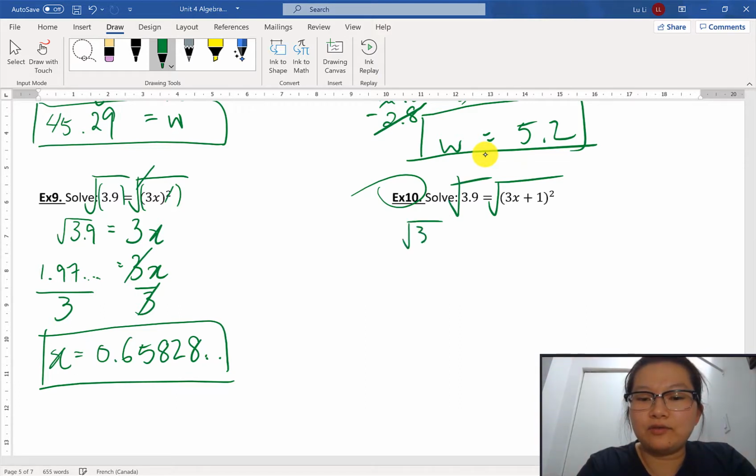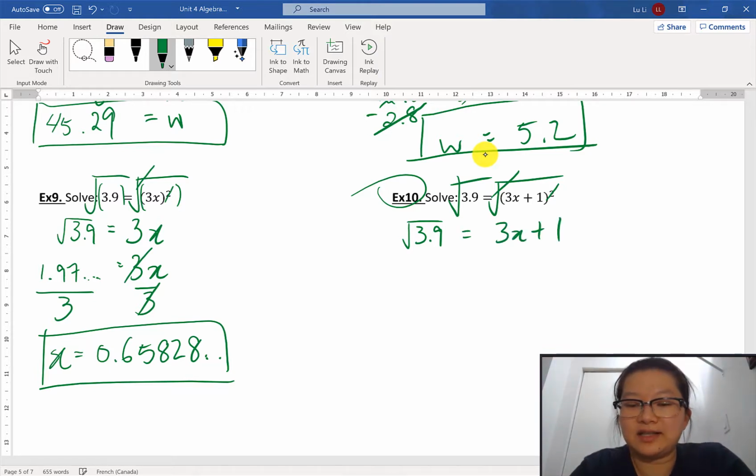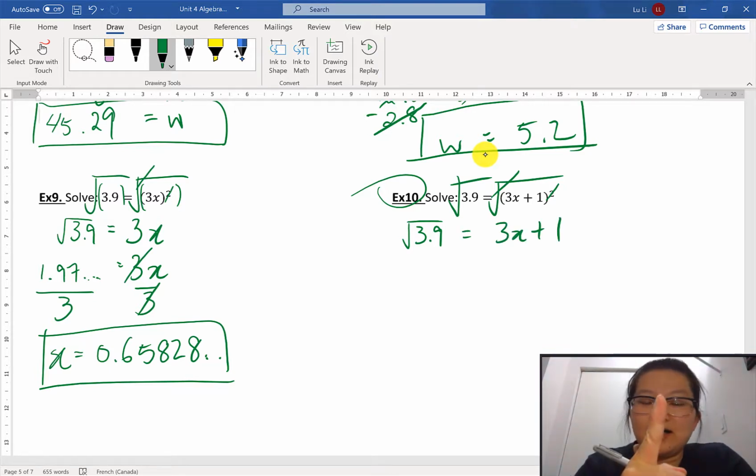And so I have square root of 3.9. And you know what? I'm too lazy to calculate this. I'm just going to leave it in there. This square root gets rid of that squared. I get 3x plus 1, just like that, okay? If you're thinking, ooh, there are more layers of this onion to peel, you're right. We got to keep peeling it because we got 3x plus 1.